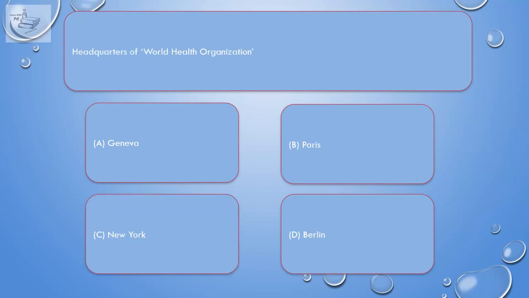Question: Headquarters of World Health Organization, A. Geneva. B. Paris. C. New York. D. Berlin. Correct answer is A. Geneva.